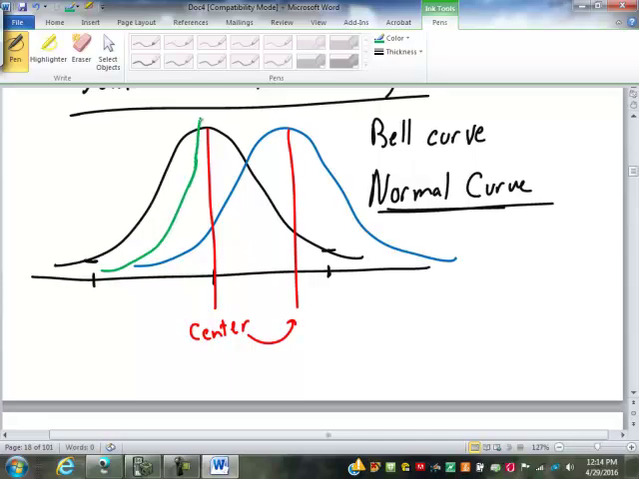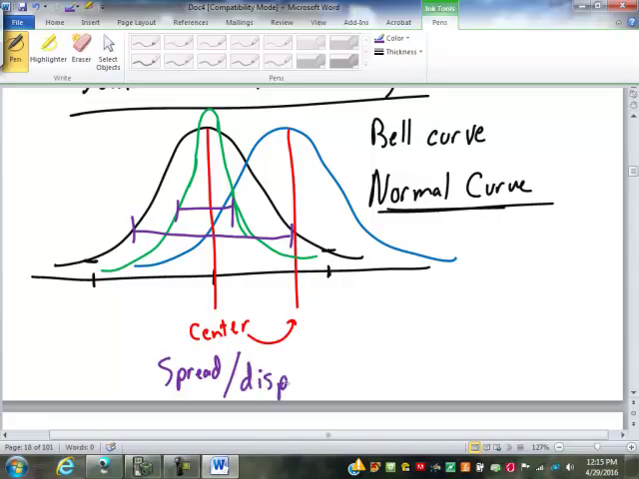This curve has the same center as our black curve, approximately at least, if my artwork were better. But it's different because it's narrower. The black curve's much wider. So that is what we call the spread or the dispersion. How spread out is the data? How big is the range of that data? How far apart are the numbers within that data set? If we have those two descriptors, we get a very good picture of the data. And there's actually a lot we can do with that data.